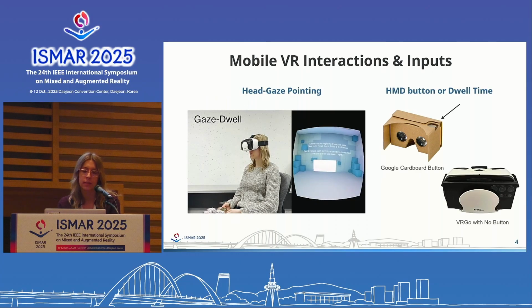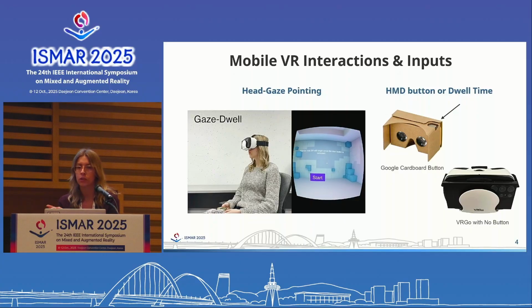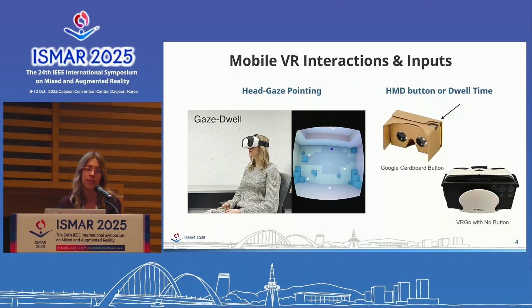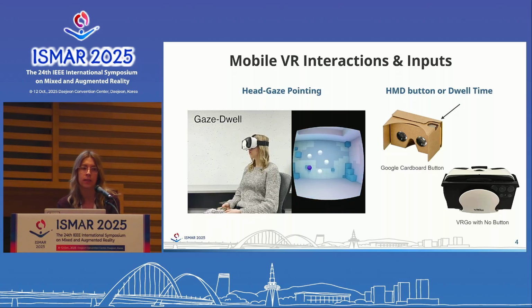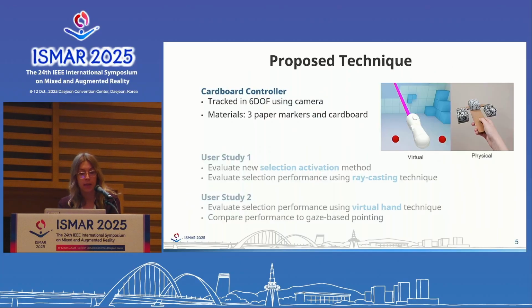In mobile VR, selection is commonly performed using head gaze pointing, where the user's head, tracked in 3 degrees of freedom, controls a selection ray. To confirm selections, a button embedded into the headset is typically used, or a dwell time, given not all mobile VR headsets include a button. For mobile VR to effectively be an affordable alternative to high-end VR, its limited interaction support must be addressed. As such, we proposed the cardboard controller, a 6-DOF tracked handheld controller.